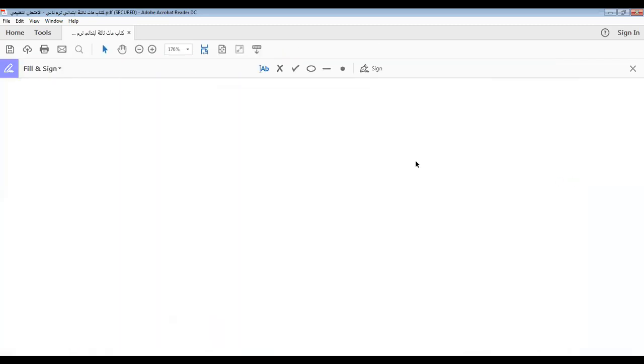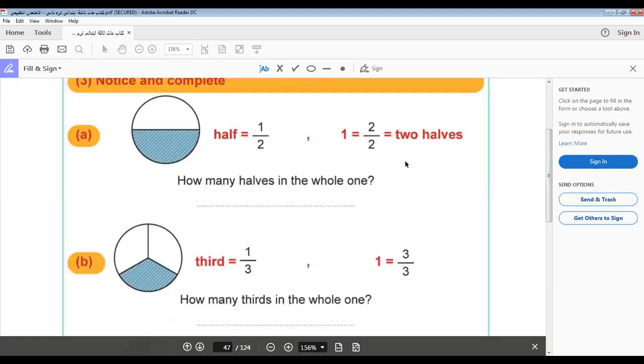And he wants to know how many halves are in a whole one. It's too easy. In the whole circle, how many halves do you have here? One part, two parts, so it is two halves. Okay.